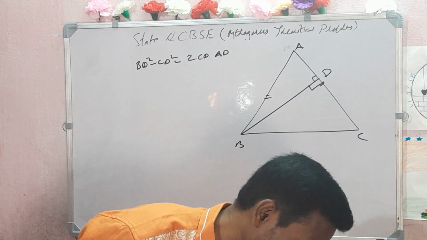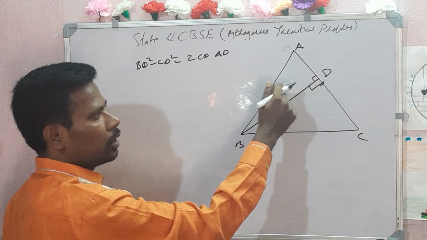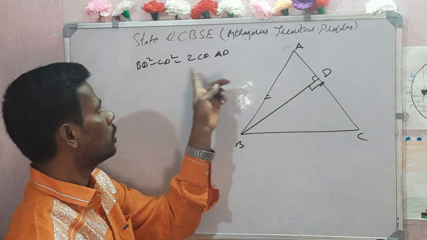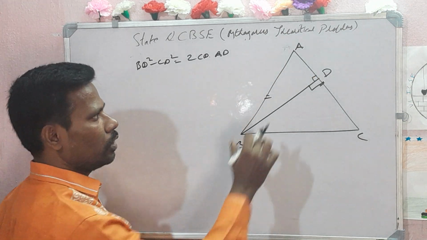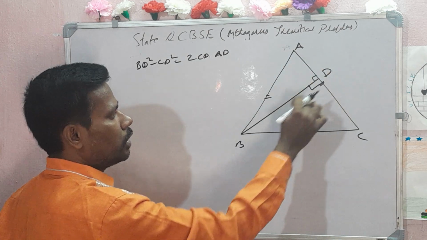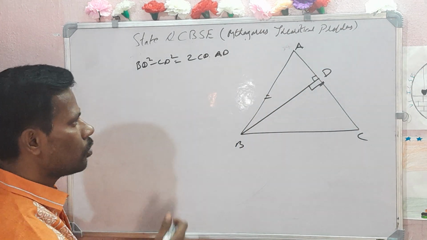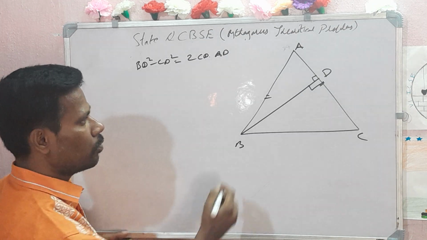So, once again I will read out the question. In an isosceles triangle ABC, AB is equal to AC, and BD is perpendicular to AC. Prove that BD square minus CD square is equal to 2 times CD into AD. So there is no construction in this. Directly we have to do the problem.